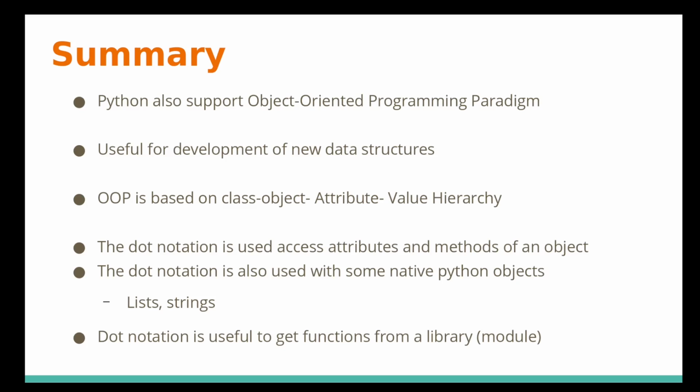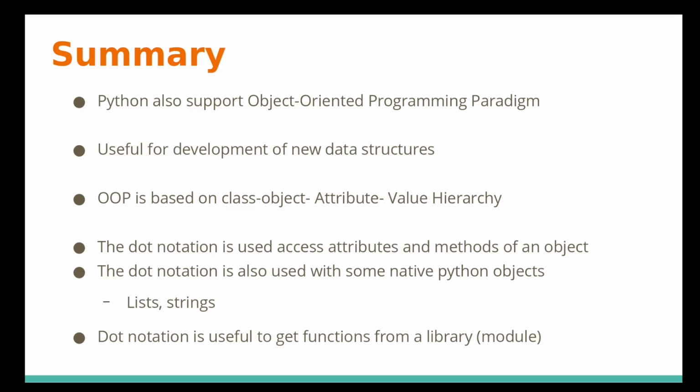The dot notation is extremely useful to access the attributes and methods of an object. When you access attributes, you don't put parentheses, but when you access a method, you have to have parentheses and sometimes pass additional arguments in as well. Dot notation is also useful with some native Python objects such as lists and strings, but its utility comes into prominence when we are working with libraries, which we are going to do in the remainder of this class.